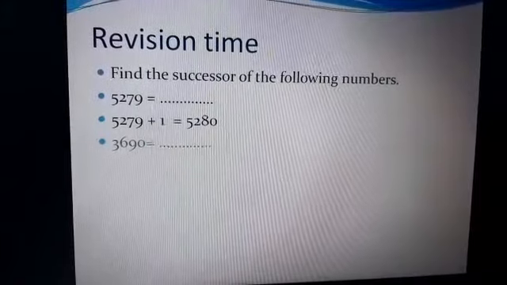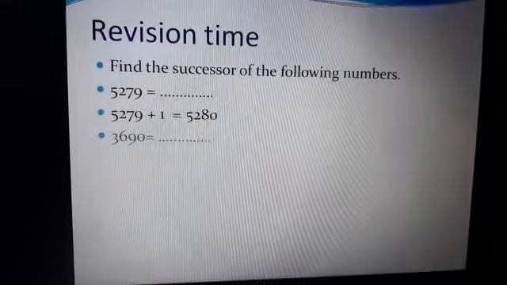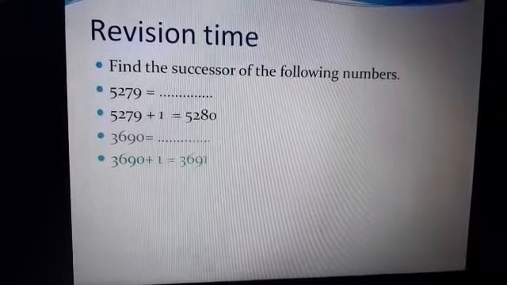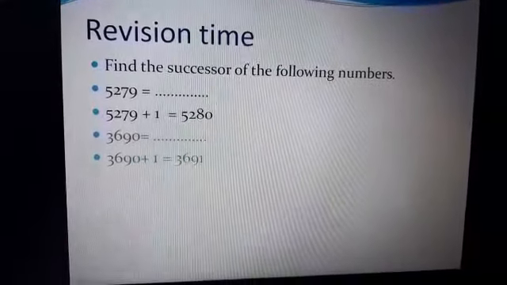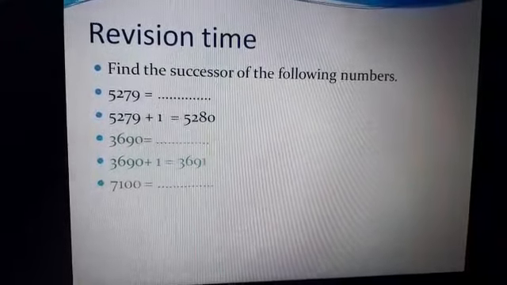What we have to do? We have to find the successor of 3690. What you will do? Just add 1 to it. Answer is 3691. We have to find the successor of 7100.